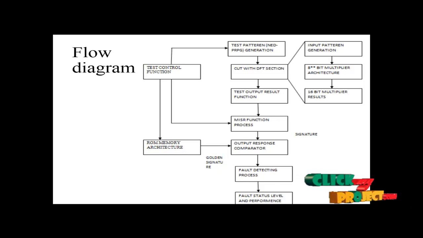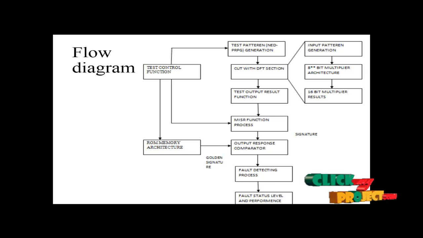So first we have the testing control function. The testing control function uses the test pattern generation. First is the input pattern generation, which is the encoder method. Normal input pattern generation 00001. So this is 2 power 8. So we are using the 8-bit multiplier architecture.